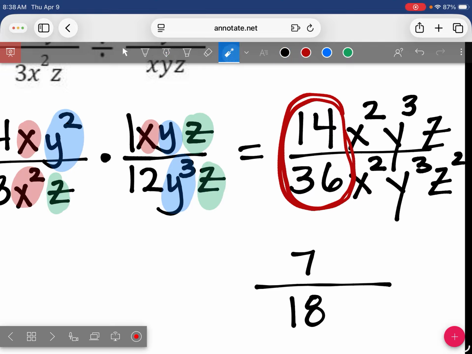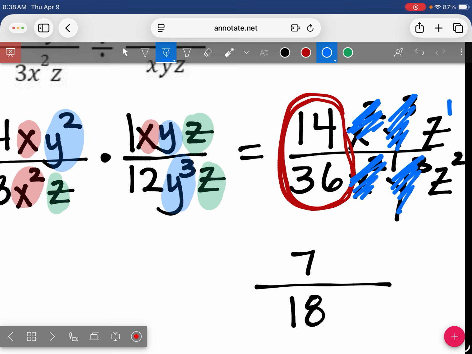I have 2 upstairs and 2 downstairs. When you take 2 minus 2, you get 0. So my final answer has no x's. 0 x's. So these just cancel out. We don't have them anymore. When you look at your y's, you have 3 upstairs and 3 downstairs. When you take 3 minus 3, you get 0. They also go away.